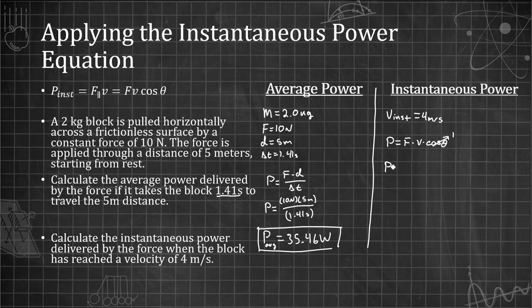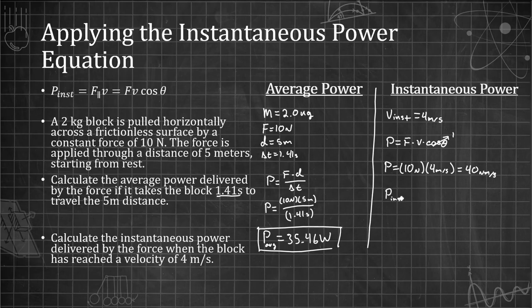That force is still 10 newtons, but cosine theta is going to be 1 because the force is applied in the same direction as the velocity, meaning the angle between them is 0 and cosine of 0 is 1. So to find the instantaneous power generated at this point in time, we're just going to do 10 times 4, and we're going to get 40 watts.